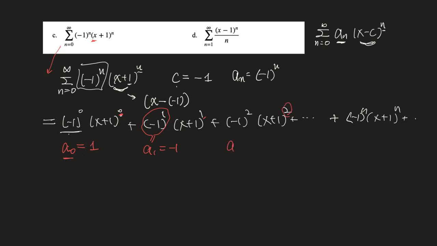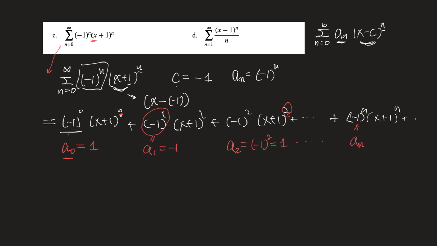Here the power is 2. A2 is going to be negative 1 squared. That's going to be 1. So all the way there, this represents An, the coefficient. An is going to be negative 1 to the n. That's how you identify the coefficient, okay?